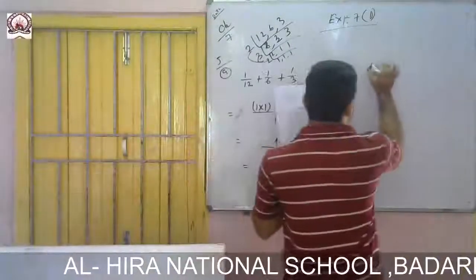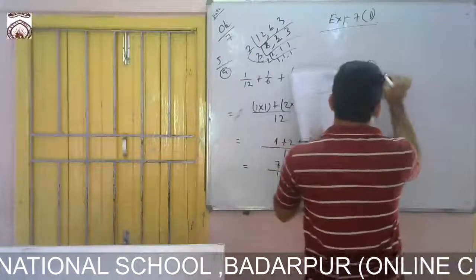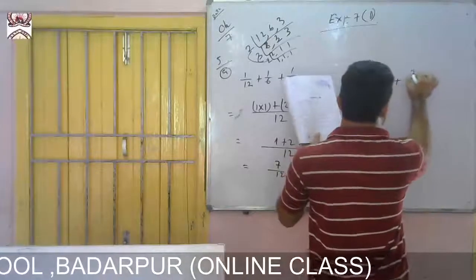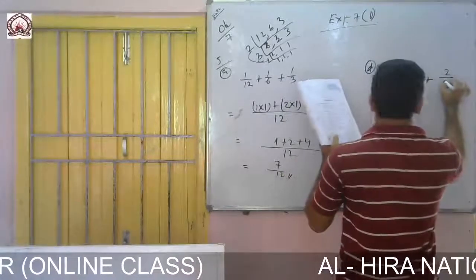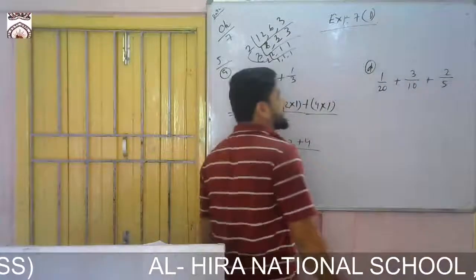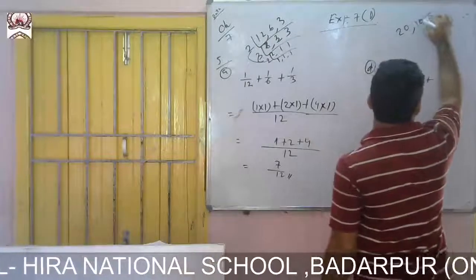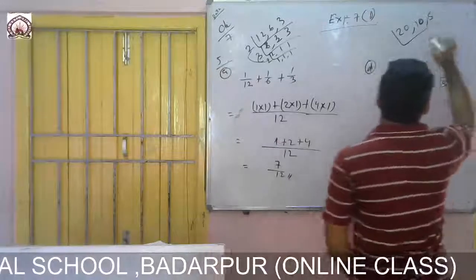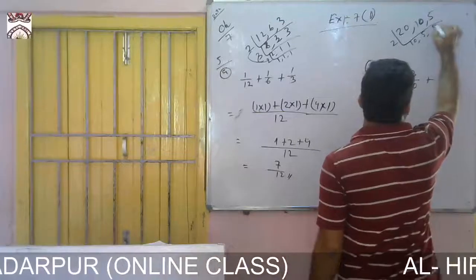Okay, so now come to question number D. What is there in question number D? You see, 1 by 20 plus 3 by 10 plus 2 by 5. So take the LCM of 20, 10 and 5. If you take LCM, then start with 2. 2 10s are 20, 2 5s are 10, and 5 will remain 5.